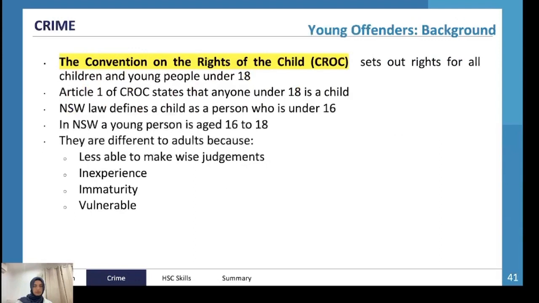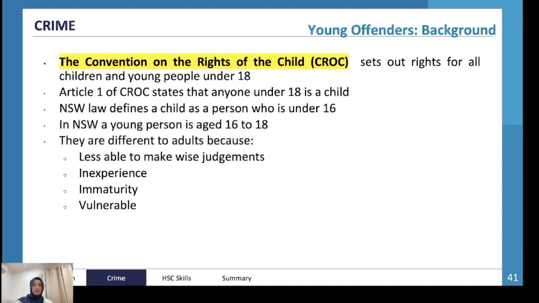Moving on now to young offenders. So a little bit of a background on young offenders. The Convention on the Rights of the Child, which is also known as CROC for short, sets out the rights for all children and young people under the age of 18. Article 1 of the CROC states that anyone under 18 is considered a child. NSW defines a child as a person who is under the age of 16.